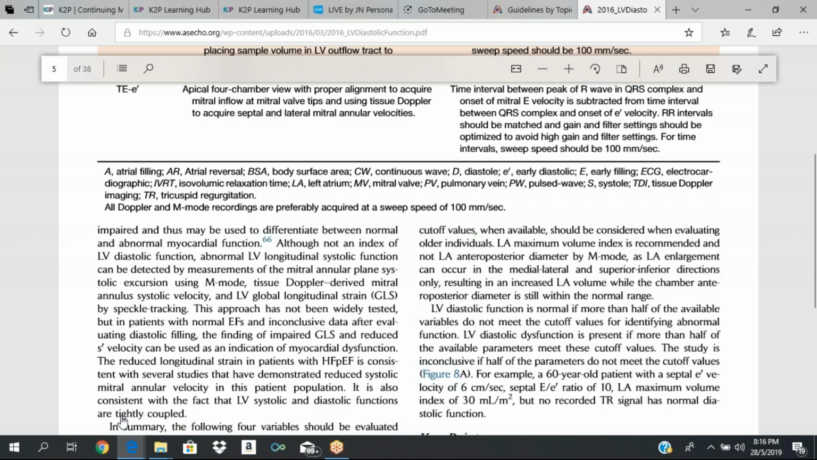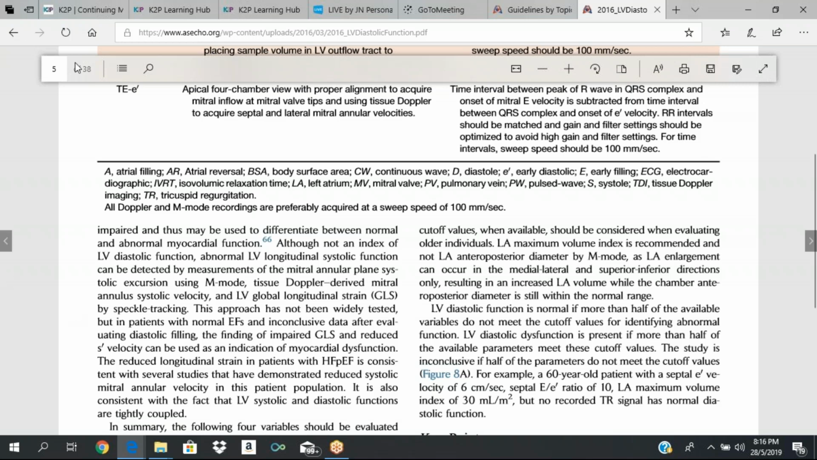The greater the stage or the grade of the diastolic dysfunction, the greater the pulmonary pressures, so the greater the TR velocity. The more severe the diastolic dysfunction, the greater the LV filling pressures. Okay, so when you look at the surrogate for LV filling pressures, left atrial pressure, which is your E/E prime ratio, it's going to be elevated.